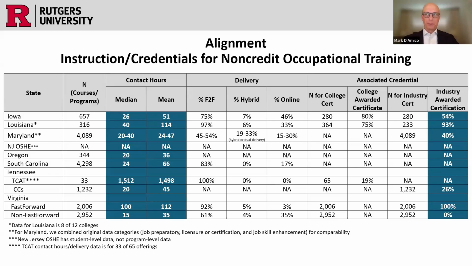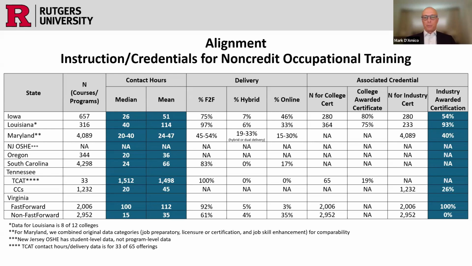Now I know it's a lot of numbers. I'm going to try to narrow this down a bit. One of the things is thinking about contact hours. As we work with our partner states and look at their program level data, with one exception, the Tennessee TCAT, that have a few very specialized programs that are quite long, generally we see median program length for non-credit occupationally oriented programs being between 15 and 100 hours. So, that's the median.